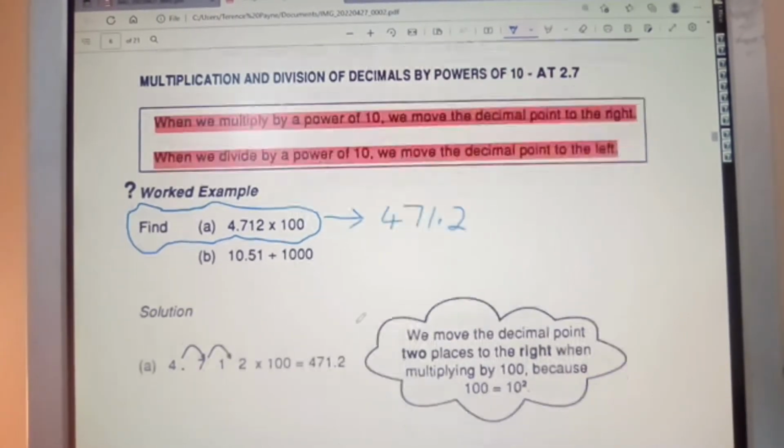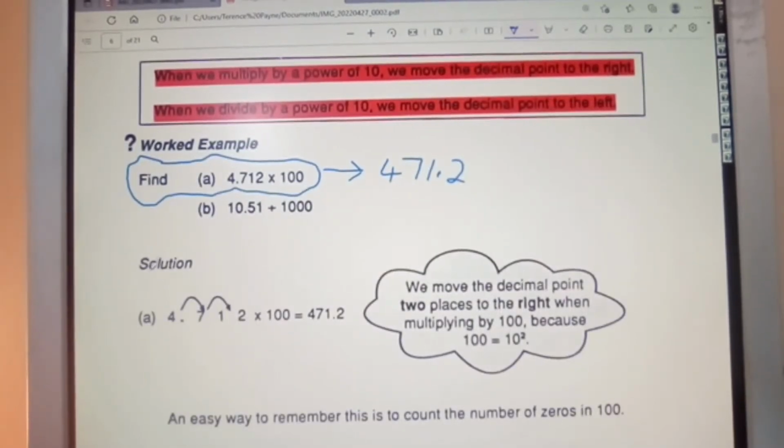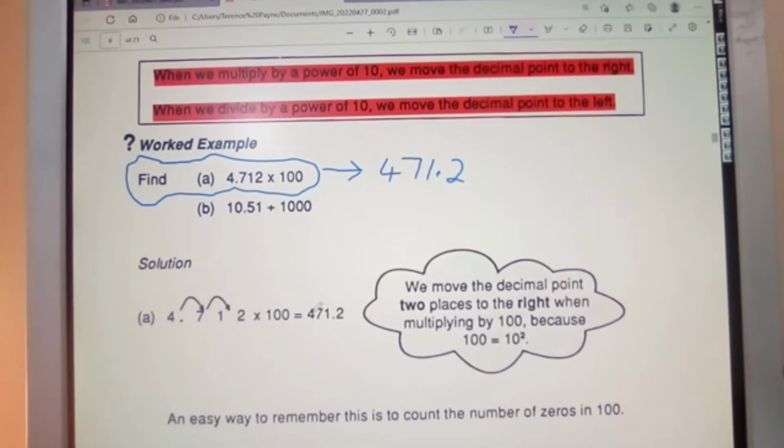And here is the solution. Also here they're showing you how this process can be applied. We simply move the decimal point 2 places, and that just gives you the function of multiplying, 471.2, and you see that the answer here is the same as this here. So I know I am right.